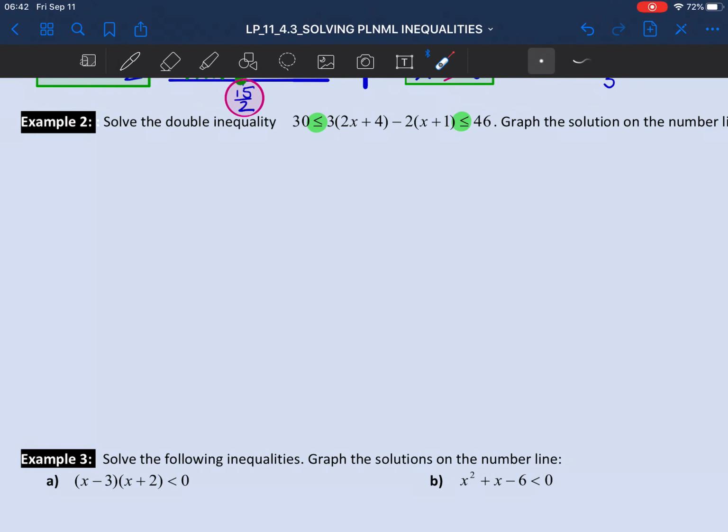This is an example of a double inequality, and the reason why we call it double inequality is because the inequality symbol will appear twice, so double. In double inequalities, we have 3 parts: the left, the middle, and the right.